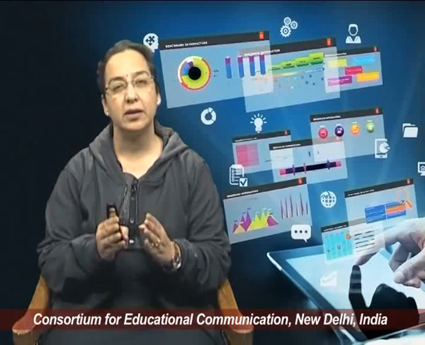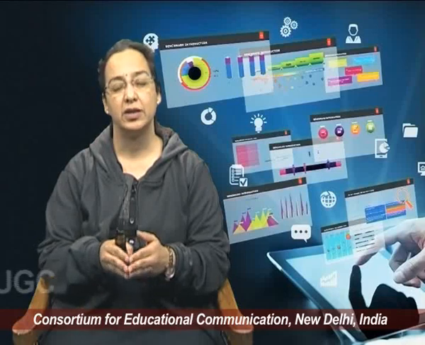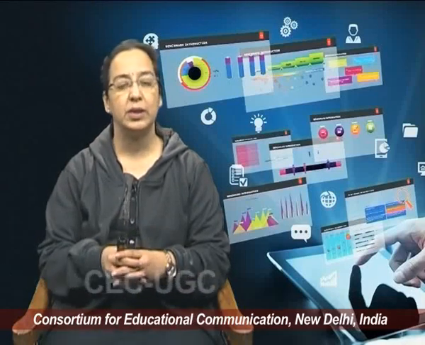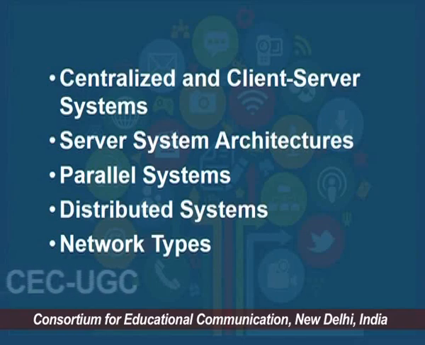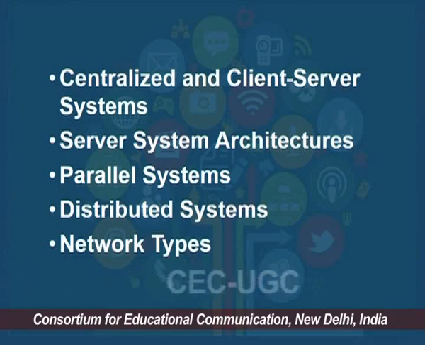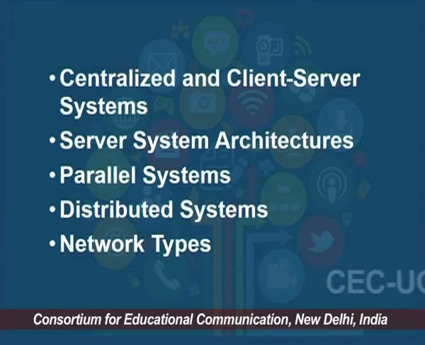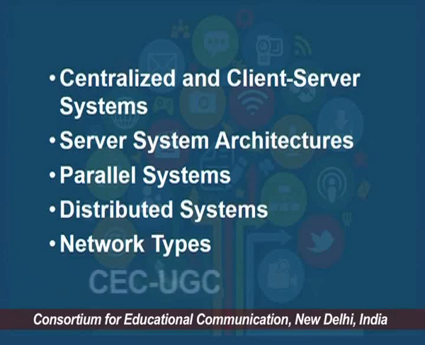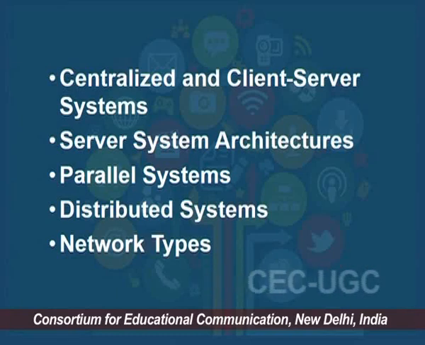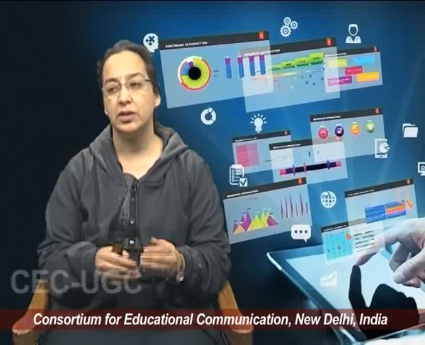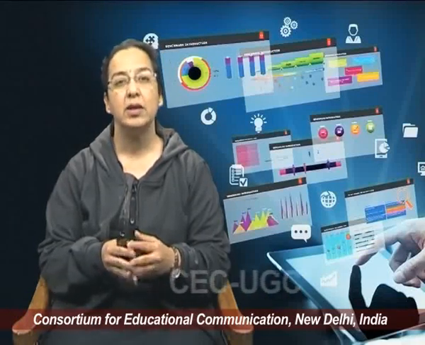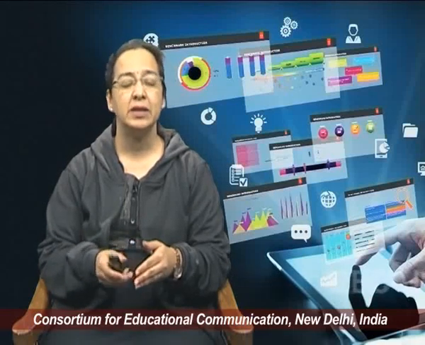I repeat, this listing of database system architectures is also given in the list shown on the screen. Centralized and client-server systems, second server system architectures, third parallel systems, fourth distributed systems, and fifth the network type. These five are the types of database system architectures, and we will be covering them one by one. First we will start with the first and simplest type of database system architecture, which is the centralized and client-server system.